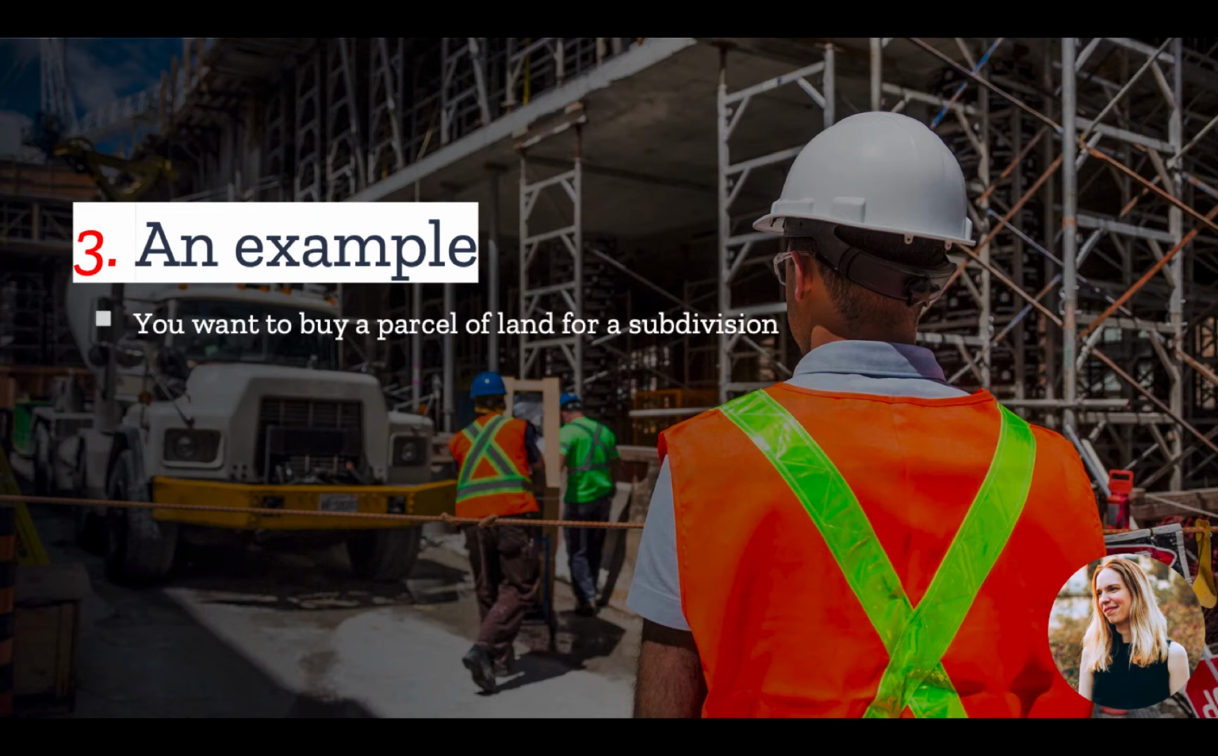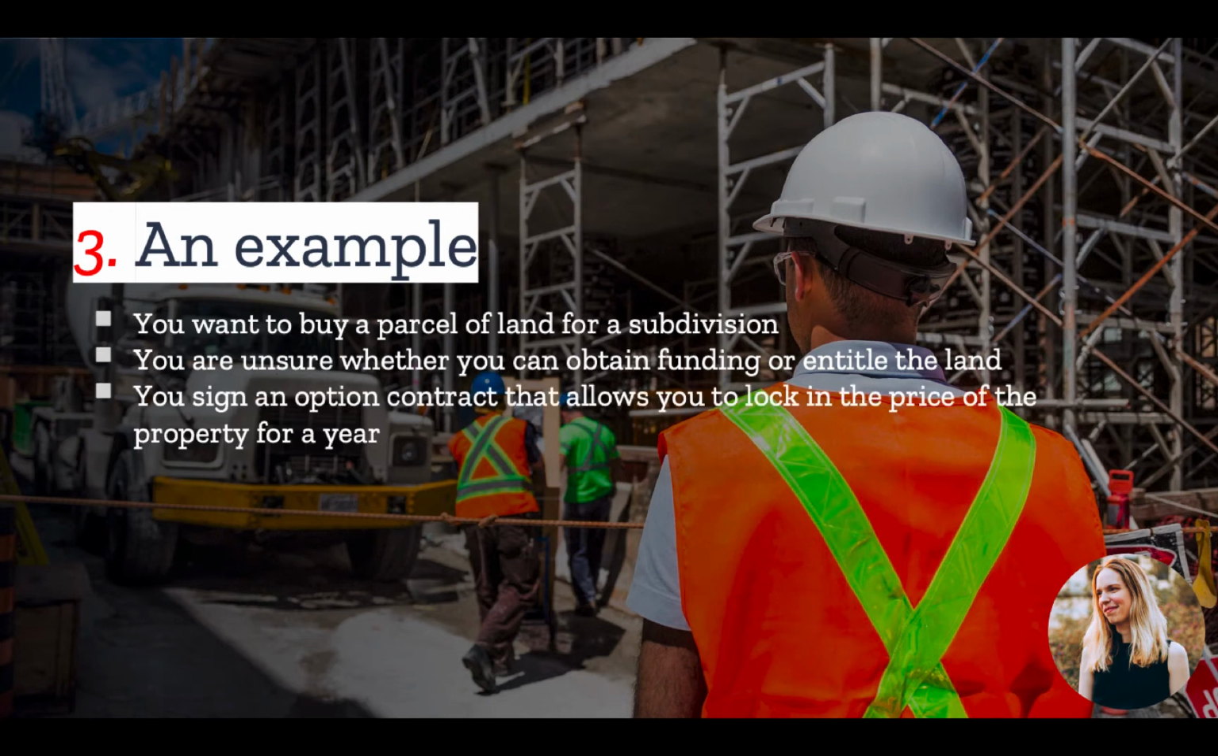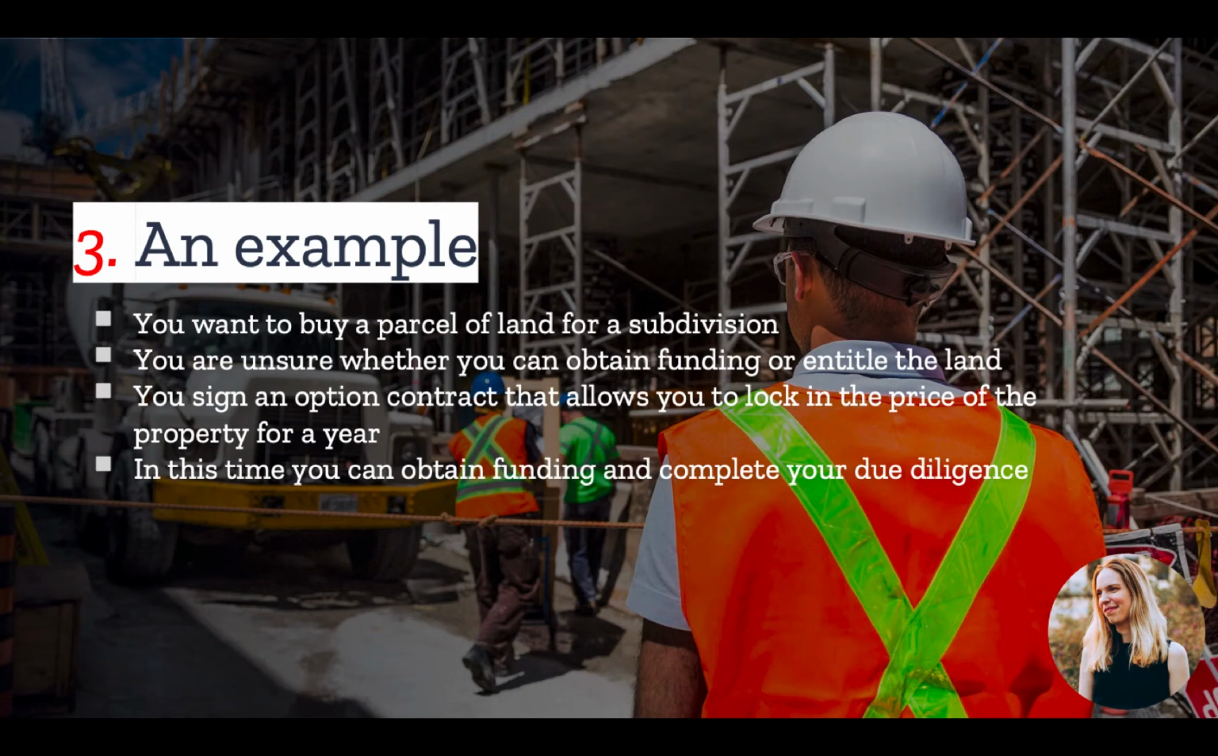Number 3. Let's look at an example. Say you are looking to buy a large parcel of land in order to subdivide and develop a series of single-family homes. The seller is looking for $1 million, and you are unsure whether you can obtain funding. You are also not certain whether you will be able to get all necessary approvals in order to complete the subdivision. Since putting together funding and entitling the land will take some time, you decide to sign an option contract that allows you to lock in the purchase price of $1 million for 1 year. The seller will not sell to anyone else during this year, and you can then put together your funds and determine whether it is feasible to move forward with the project.